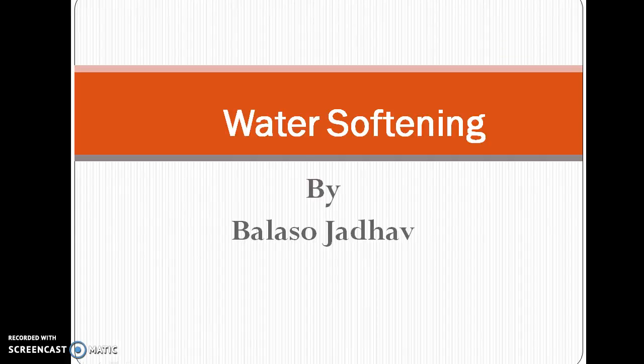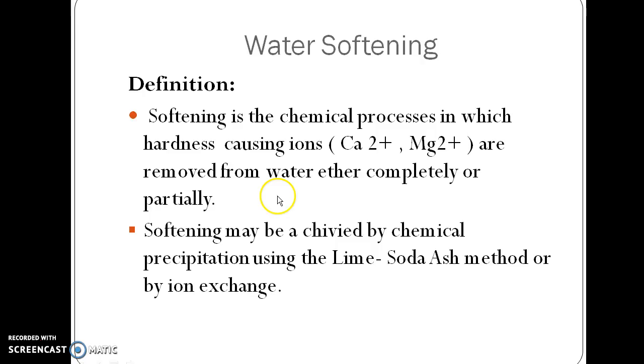Now today we start the module on water softening. Now, water softening: the definition of water softening. Softening is the chemical process in which hardness-causing ions, calcium and magnesium, are removed from water either completely or partially.